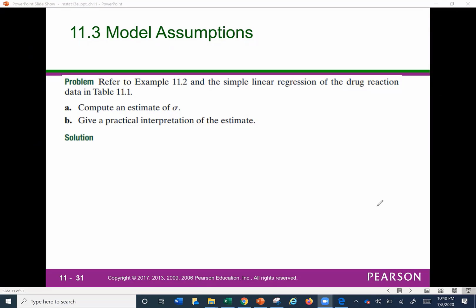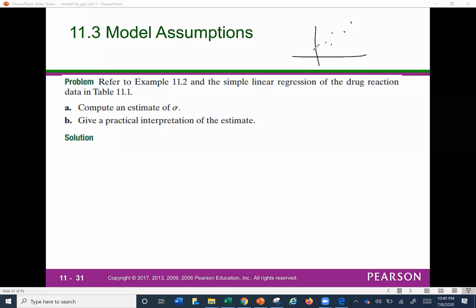Let's continue in this video with our problem of the stroke reaction. Compute an estimate of sigma, the standard deviation of my model, and give a practical interpretation of this estimate. Remember, our model was this line. That is our mathematical model. We want to obtain the standard deviation of my model.